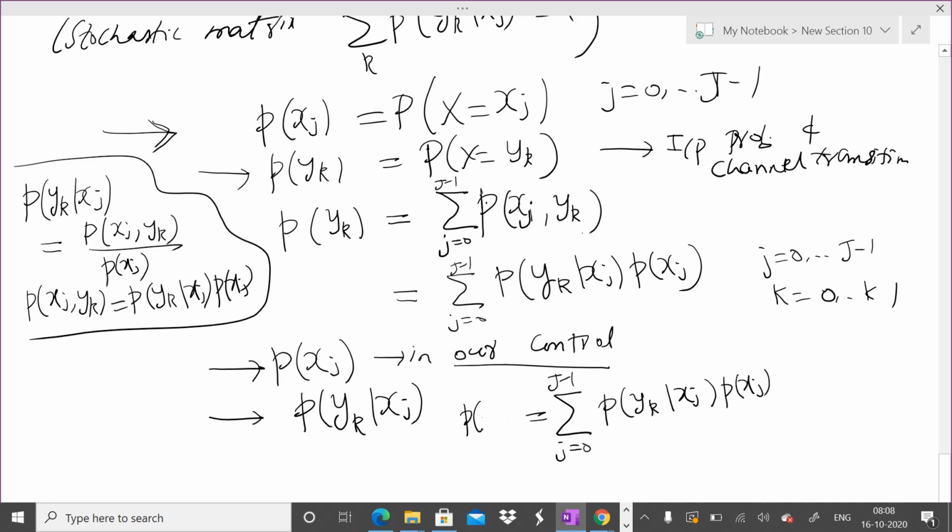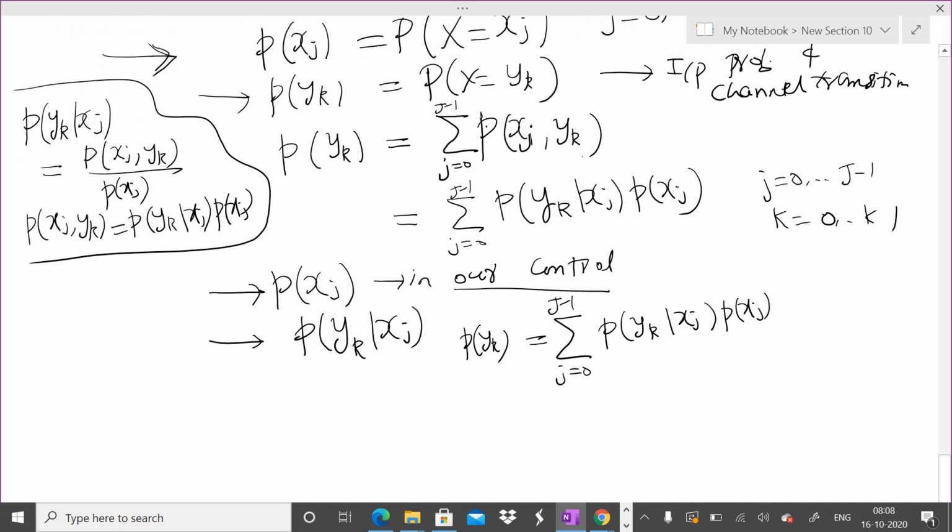then you get the probability of getting any particular output symbol. These are called the input probabilities, also called prior probabilities. Okay, so we are all set.